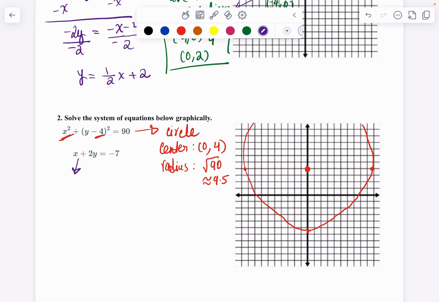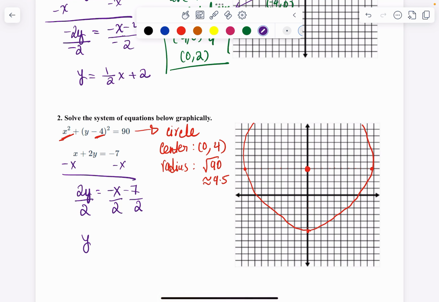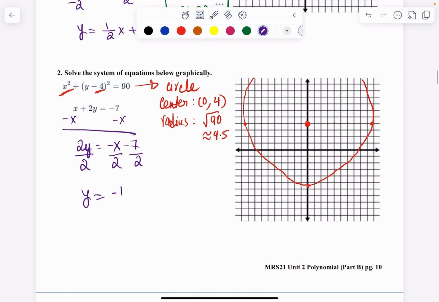So let's see. We have to get the y by itself. So subtract x on both sides. We have 2y is equal to negative x minus 7, divide by 2, and then we end up having y is equal to negative 1 over 2 x minus 7 over 2. So 7 over 2 is about 3.5. So let's see, negative 3.5 is at 1, 2, 3, negative 3.5.